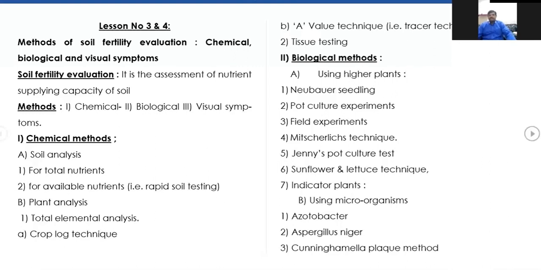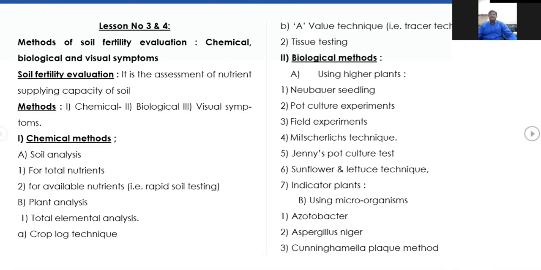Then another method is known as the mixture leach technique. The next method is the Jenny spot culture test. The last method is the sunflower and leaf test technique, which is for availability of boron. Last is the indicator plants: plants showing deficiency symptoms for particular nutrients are known as indicator plants.